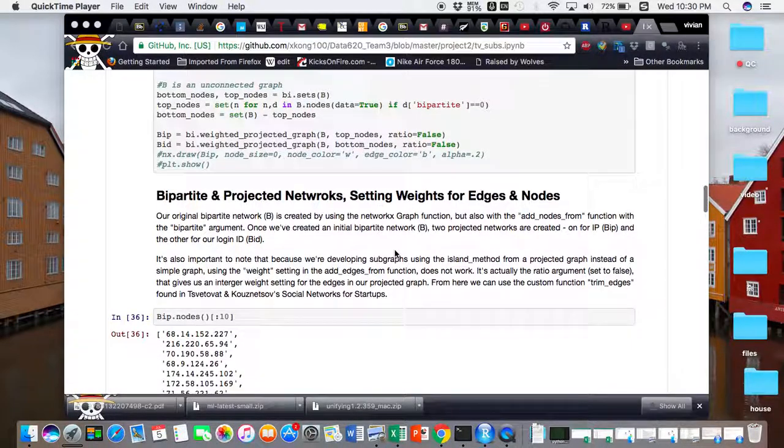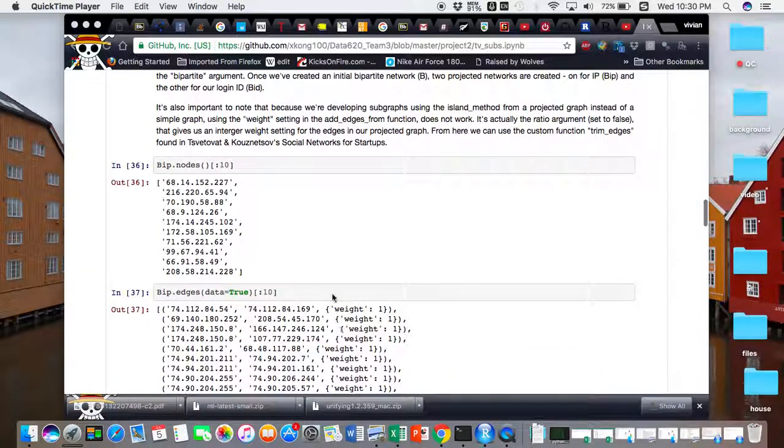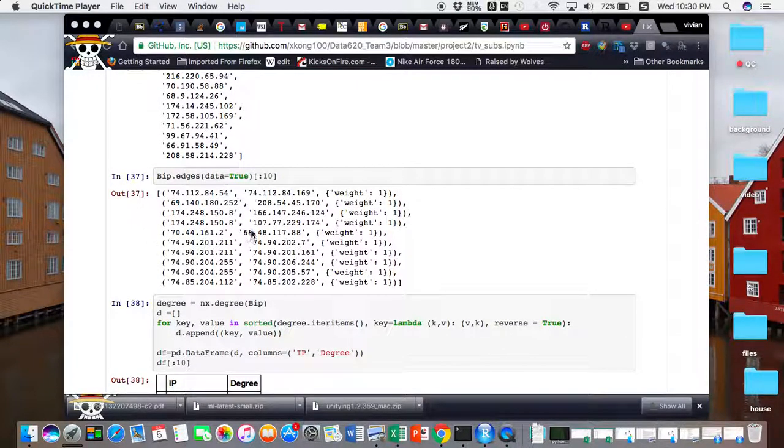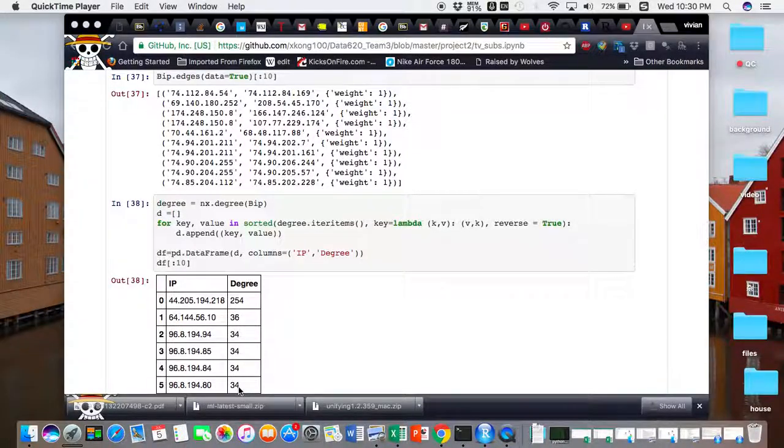This is really important because later on we're going to use the island method on a projected graph instead of a simple graph. Here are some examples for the IP addresses. For these IP addresses, there are two different IP addresses with weight 1, which means they share the same account. They share the same one.